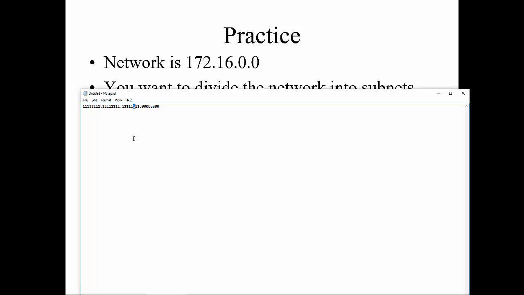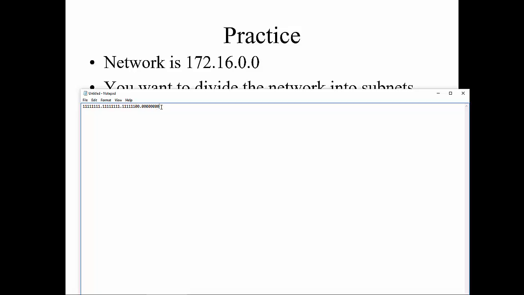This right here is going to give us 1024 hosts. So this is the one that we want. This one won't work because that only gives us 512 hosts. That one only gives us 256 hosts, so we change those to zeros. That's it. That's subnetting.